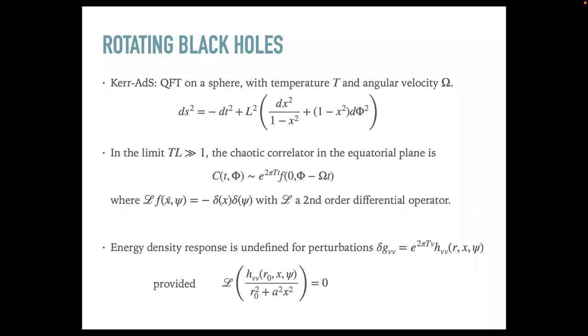There's no closed form expression for what this looks like, or at least we couldn't figure out what it was. But in principle we can write formally that this is what the chaotic correlator looks like in terms of the solution to this differential equation.